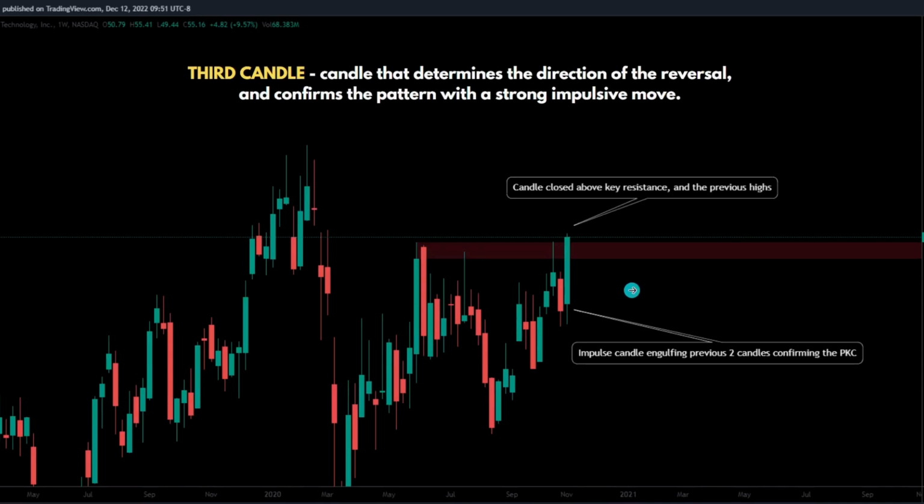Third candle, it completely reverses the previous week's down candle and confirms the demand zone for the PKC. As you can see, it is an impulse candle that determines the direction of the reversal and pretty much confirms the pattern of the PKC. So it's a pretty strong close. It completely engulfs the previous 2 candles, 1, 2, closed above it, and also closed above this weekly resistance zone.